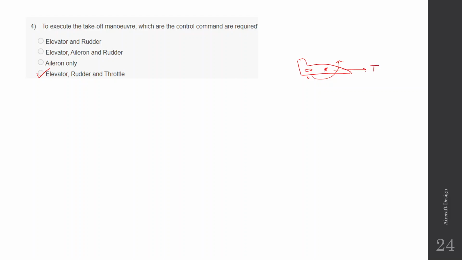So the throttle signal is required, and the rudder is also required in case there is crosswind or the aircraft is off center from the runway. If this is the aircraft, and there is a crosswind, wind coming in from the side, then the rudder is required to stabilize the aircraft on the runway. But usually the aileron is not required, because the aileron is meant for rolling the aircraft, and the aircraft cannot roll on a runway. So during takeoff, the ailerons are not used.